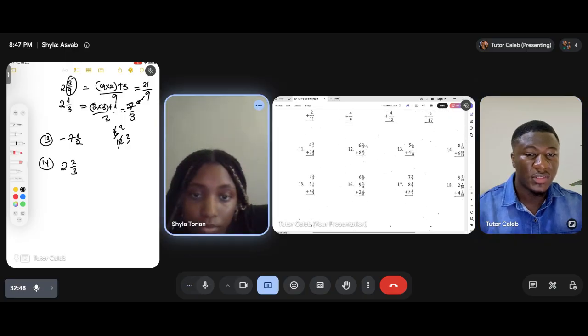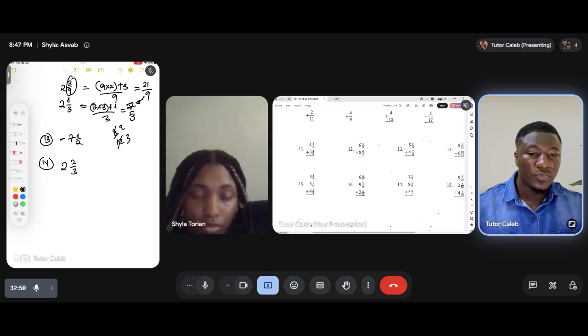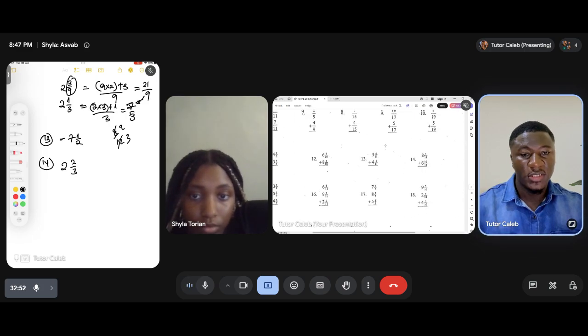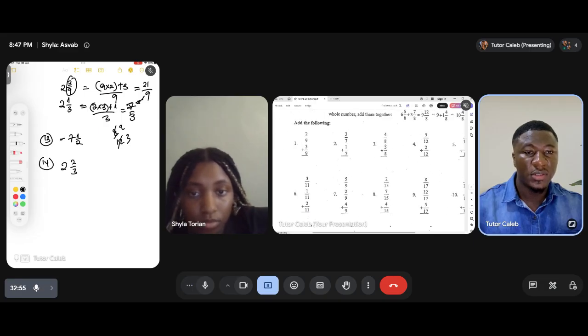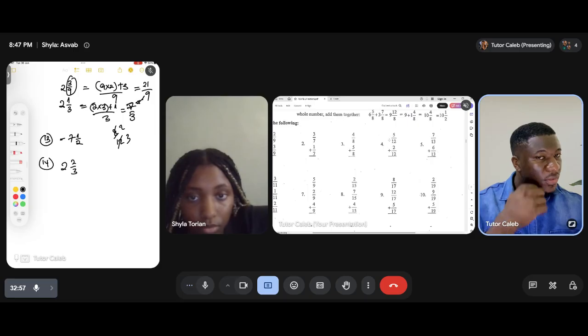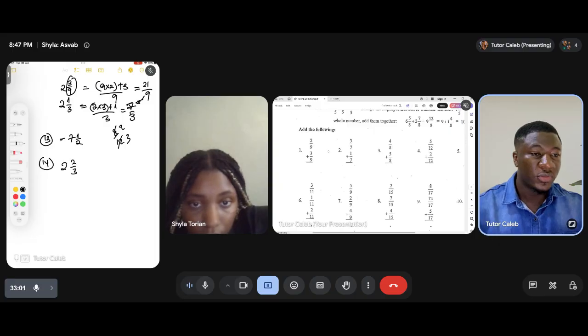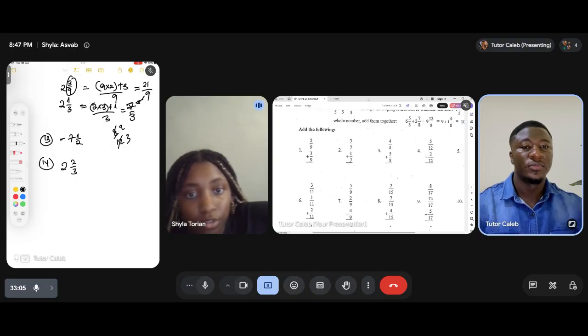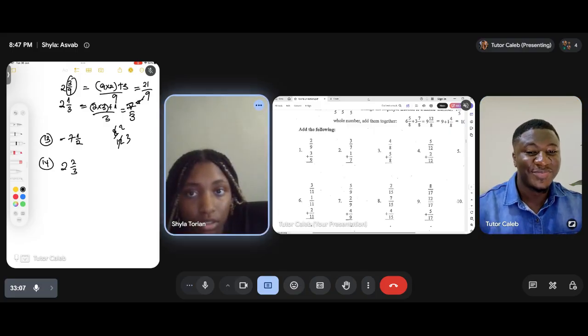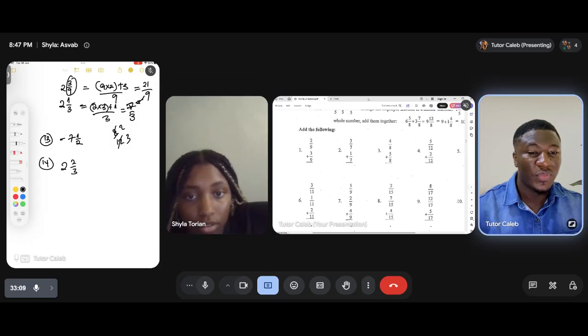Let's try this exercise. We're going to try it directly on an exercise. I don't have to teach you this. I think you know already a lot of this. But let's see how you do. Let's try question 1. 2 over 9 plus 3 over 9. 5 over 9. Easy one.